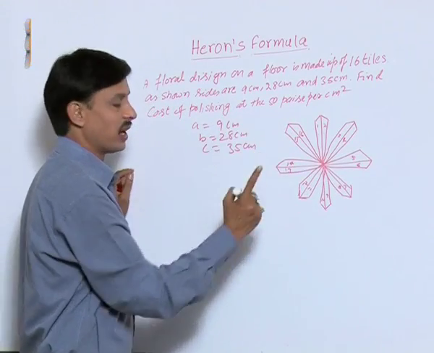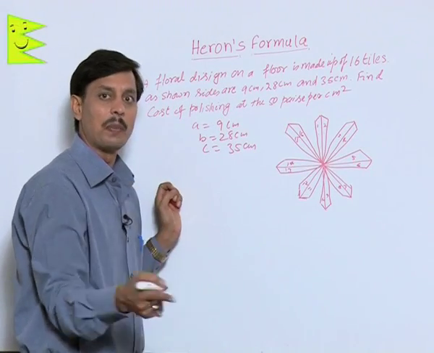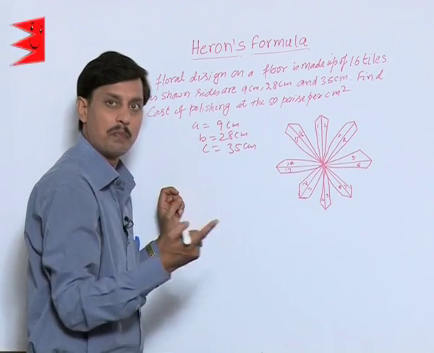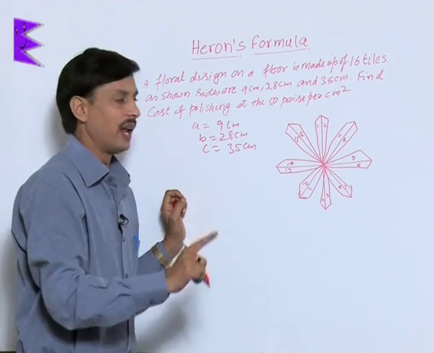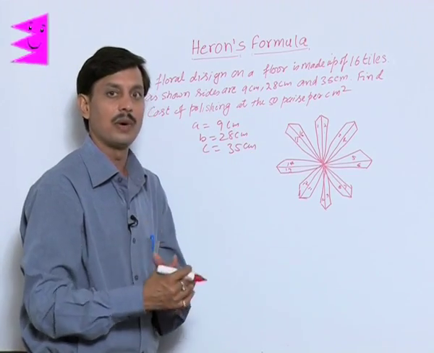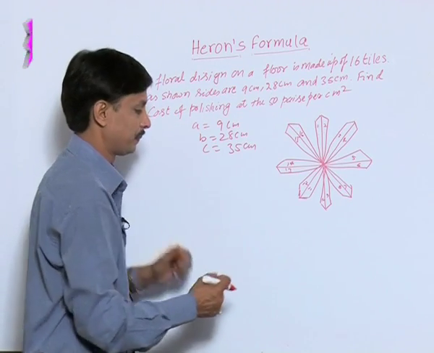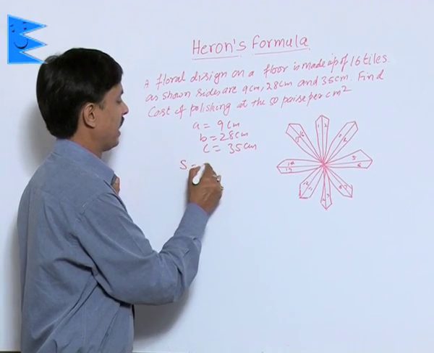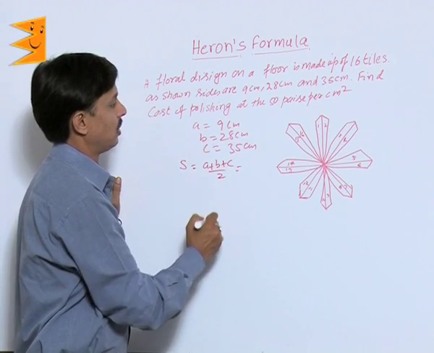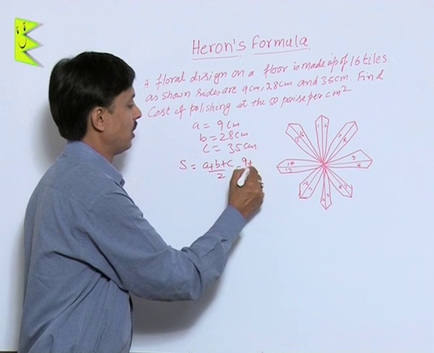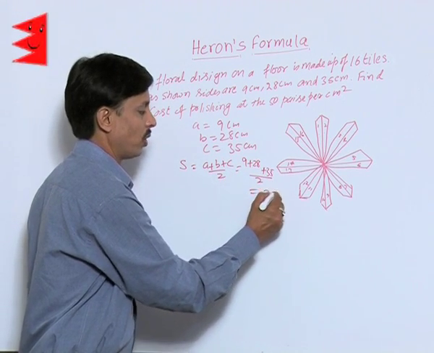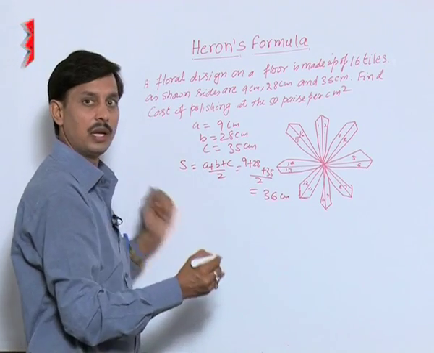We have to calculate the area of one triangle. We will multiply the area of one triangle by 16. That will give us the total area required to polish. And when that total area is multiplied by 50 paisa, that will give us the total cost of polishing. So first of all, S is A plus B plus C upon 2. That is their sum, 9 centimeter plus 28 plus 35 upon 2, which is equal to 36 centimeter.